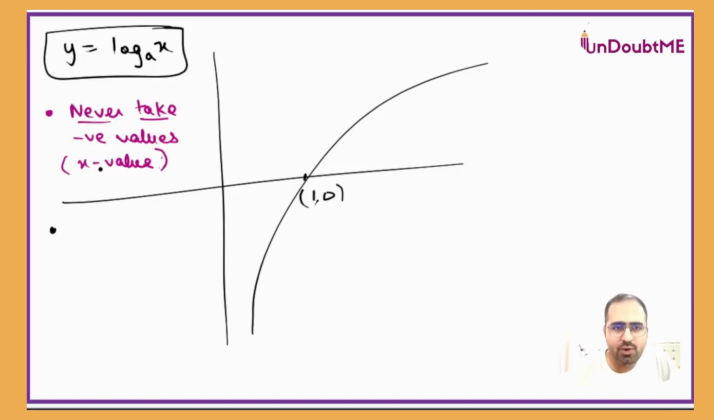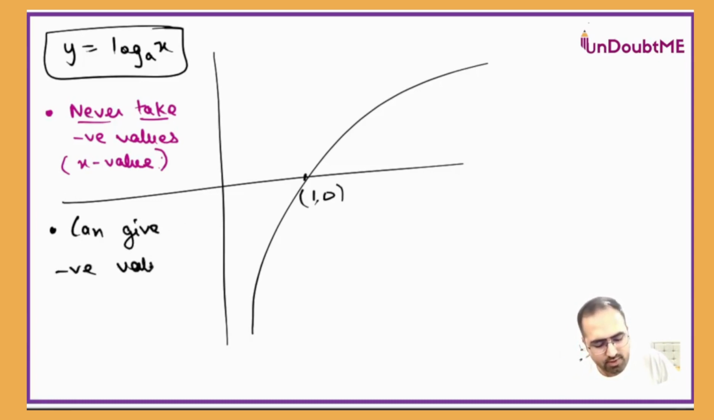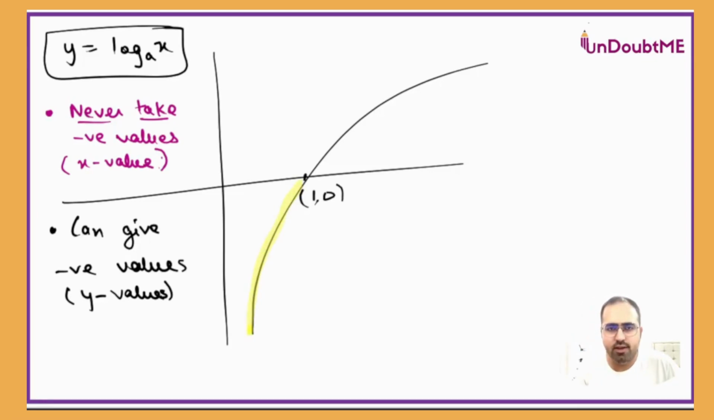"Never take negative value" often gets misunderstood as "it can never give negative values." It can give negative values. Okay, it can never take negative values, but it can give negative values. That also we can see from the graph. Give negative values means you can see this portion of the graph, it's negative. So for some values of x, this is having negative answer.